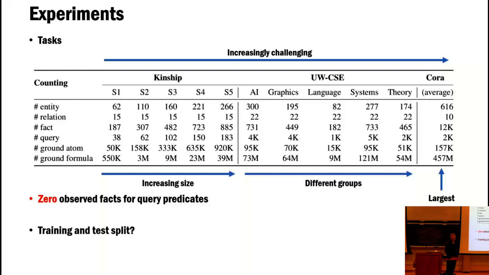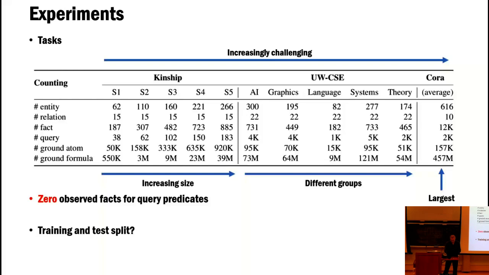And then there's another one, the UW-CSE knowledge base. You have faculty and student pages from different areas, and the predicates can be 50K, and the formula nodes can be 154 million. You really don't want to do inference in this fully grounded network.